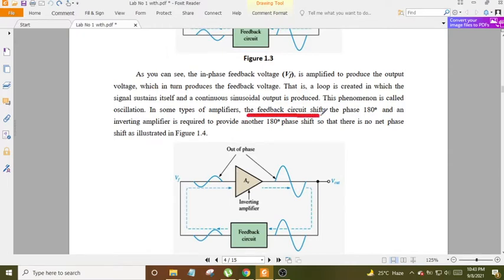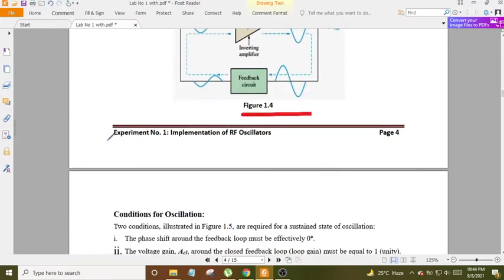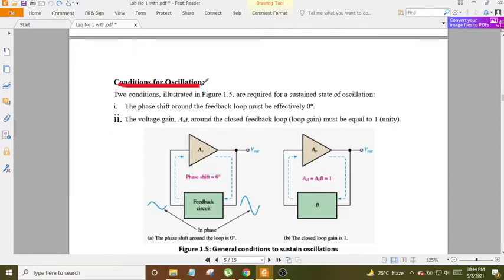In some types of amplifiers, the feedback circuit shifts the phase 180 degrees and an inverting amplifier is required to provide another 180 degrees of phase shift so that there is no net phase shift, as illustrated in Figure 1.4. Experiment No. 1. Implementation of RF oscillators. Page 4. Conditions for oscillation.